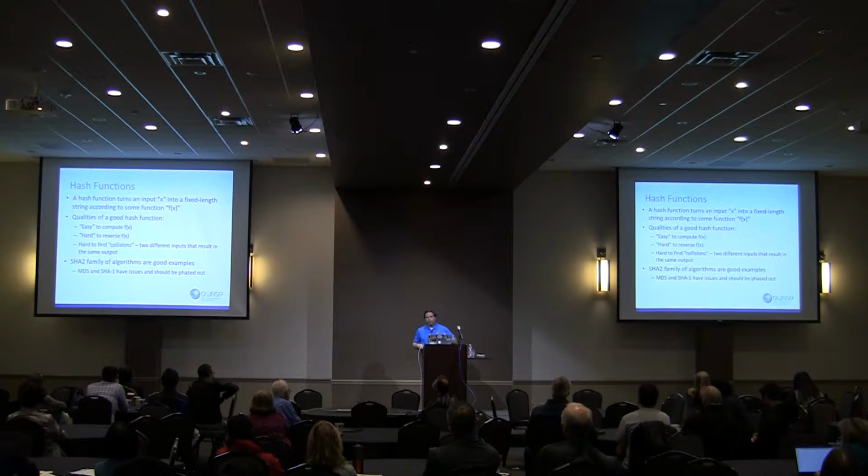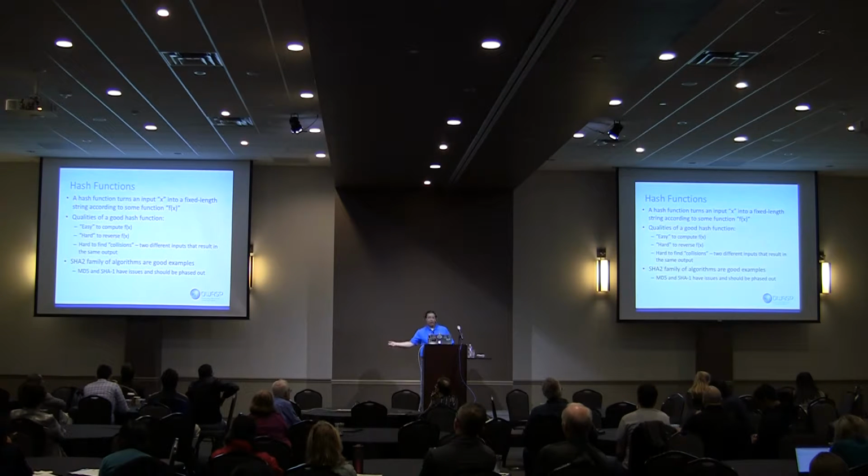There's a third piece here which is called hashing. We talked a little bit about this when we were looking at salts and how we store passwords. A hash function basically takes an input x and turns it into a fixed length string according to some function, f of x. The qualities of a good hash function are that it should be easy to compute and hard to reverse, meaning that this is effectively a one-way hash. Somebody who gets the data out on the other side, without creating one of these complex rainbow tables, is not going to be able to turn that data back into the original value.